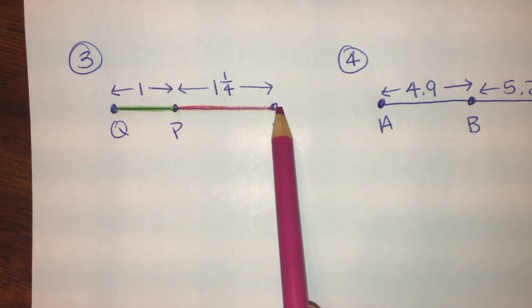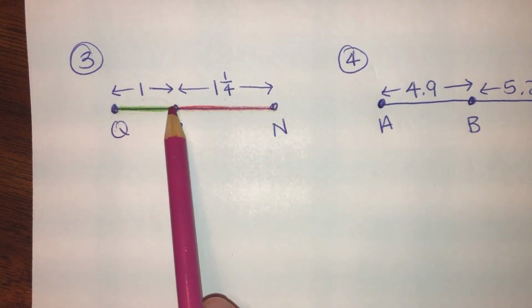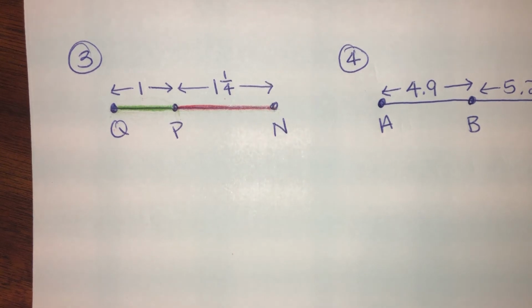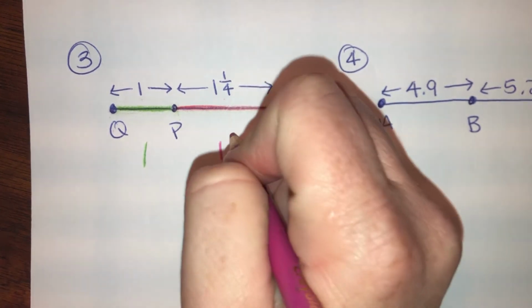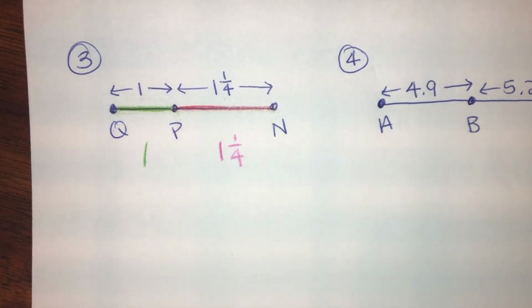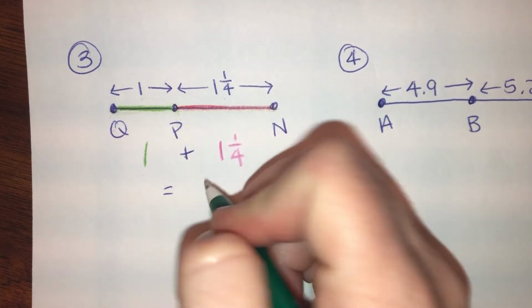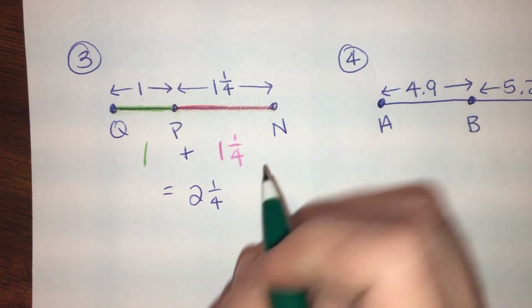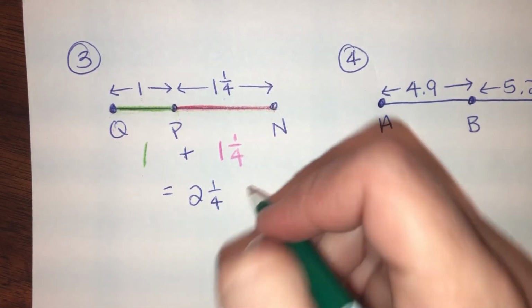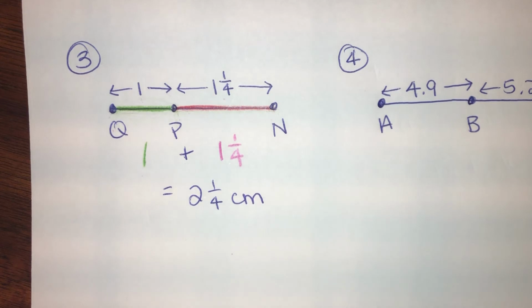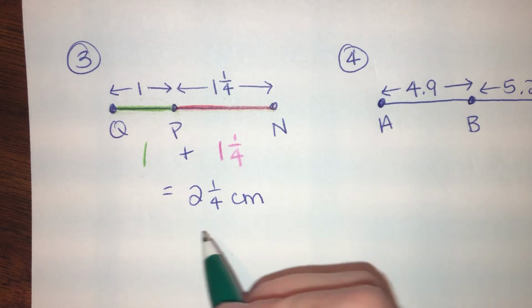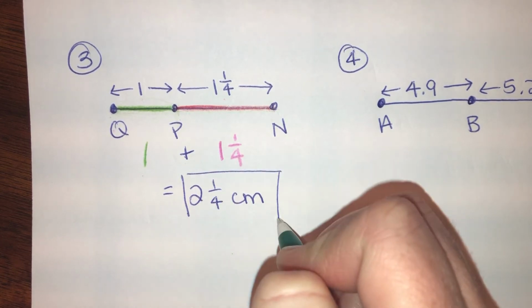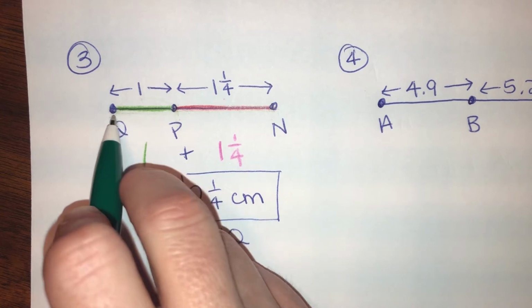To find the whole distance, I'm just going to add this one plus this one. That's all it is. So I have 1 and 1 1/4, and I'm just going to add them together. If I add 1 plus 1 1/4, I get 2 1/4. Then it tells you the units. I think it's centimeters. If it's inches, then you can write inches. The next one might be inches or centimeters, I really don't remember. I'm not looking at it right in front of me. So this is the length of NQ, this entire thing, okay?